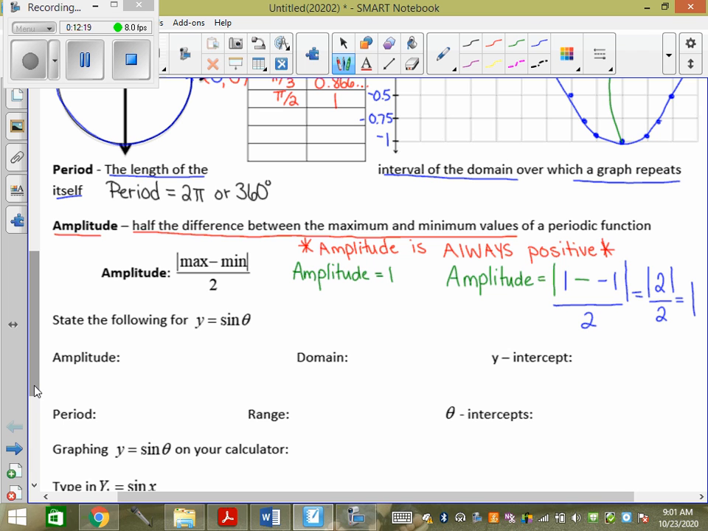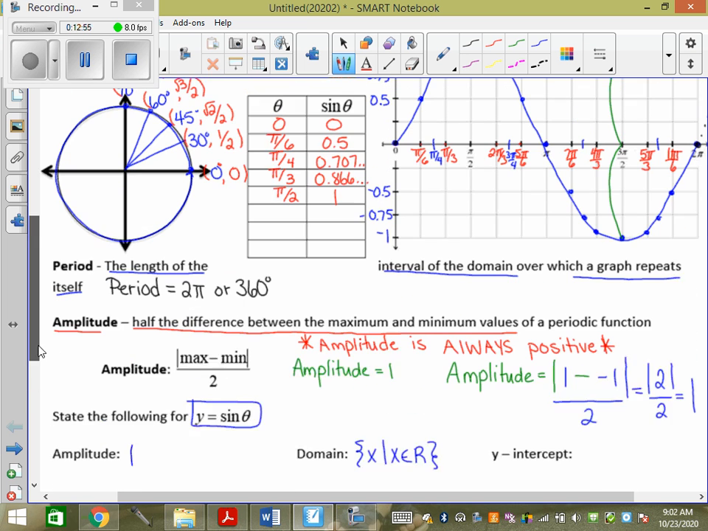So we're going to go through and state the following for y equals sine theta. Our amplitude was 1, correct? Our period is 2 pi or 360 degrees. What's our domain of sine theta? I know we drew from 0 to 2 pi, but does it stop there? No. So the domain is actually x is an element of the reals, because I can keep going negative and I can keep going positive. The only way it's not is if they restrict me.